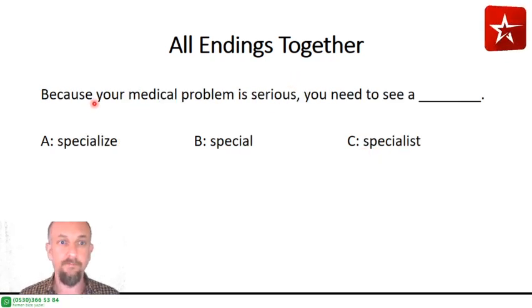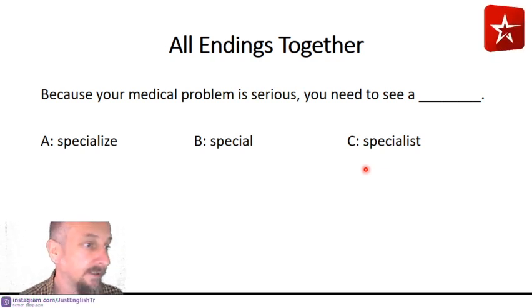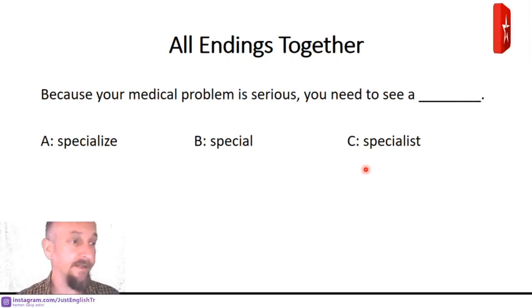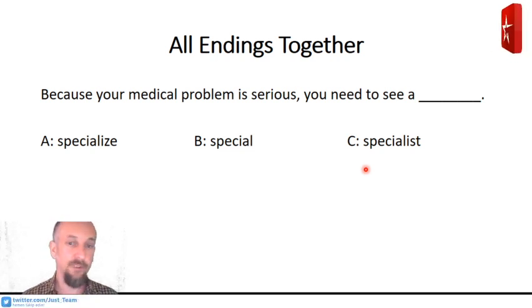Whew. Next one. Because your medical problem is serious, you need to see a specialize, special, or specialist. A, B, or C. Which one? I'm going to have a quick look at your chats quite comfortably. Eren says A. Eren says C. Gulcan says B.